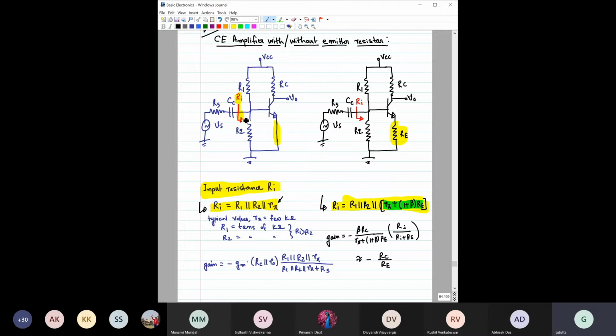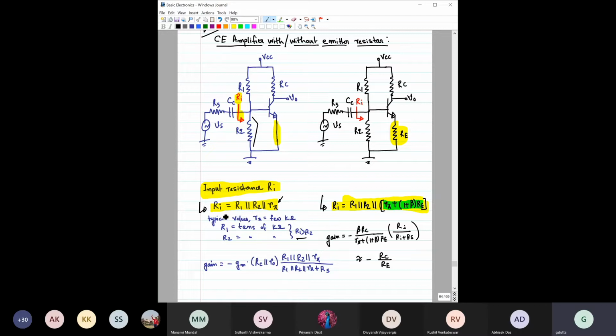What about this R2? R2 will also be in the tens of kilo ohm, but the value of R2 would be lower than R1, right? Because you can see from here, this voltage drop is required just to turn on this V B E. That way we can assume that R1 would be higher than R2, right? So you have understood what the typical values are.